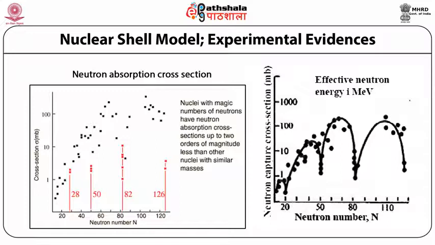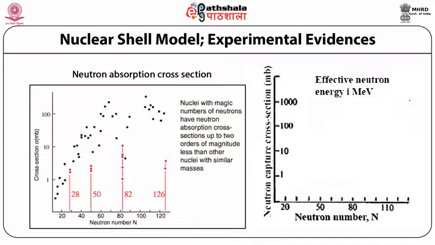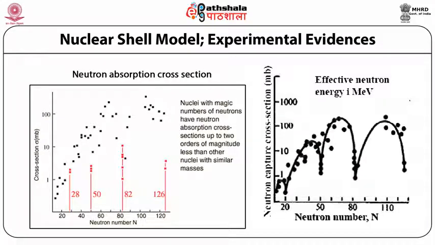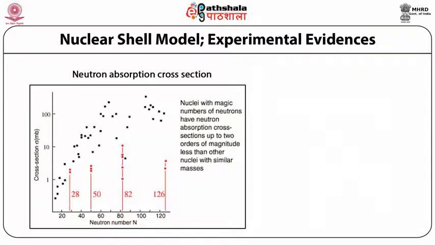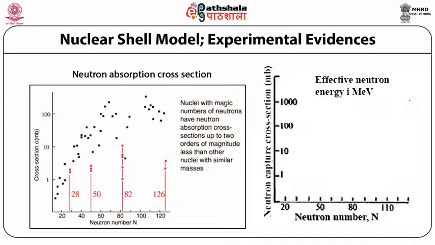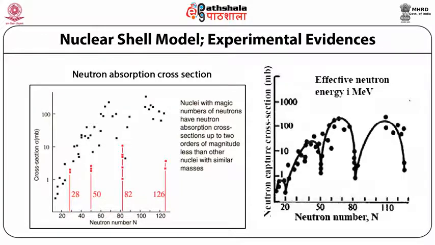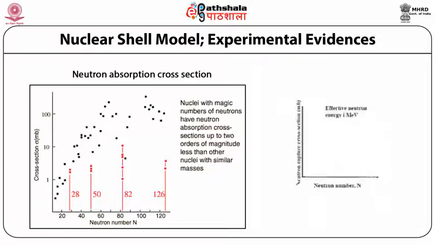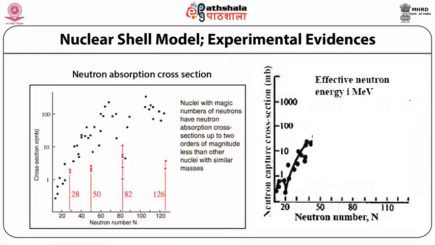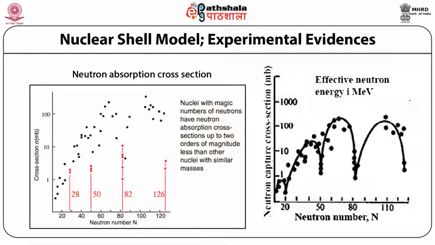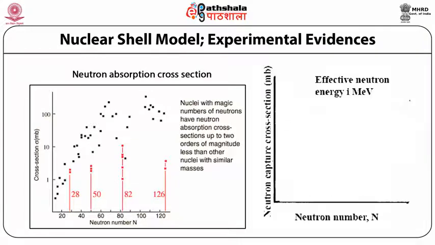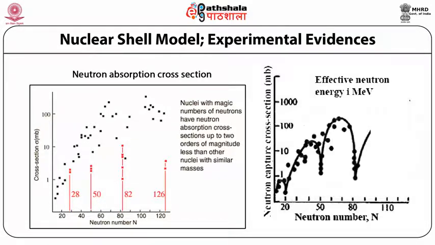In the right hand side picture, we find that the neutron absorption cross section for nuclei with magic numbers of neutrons is 1 or 2 orders of magnitude less than that of other nuclei with similar masses. What does that mean? It means that if a nucleus has a neutron number equal to the magic number, then for that nucleus the neutron absorption cross section is lower as compared to the other nuclei with the same mass.